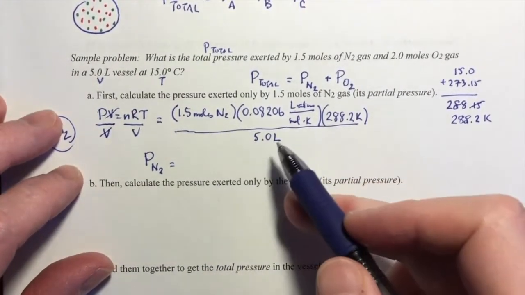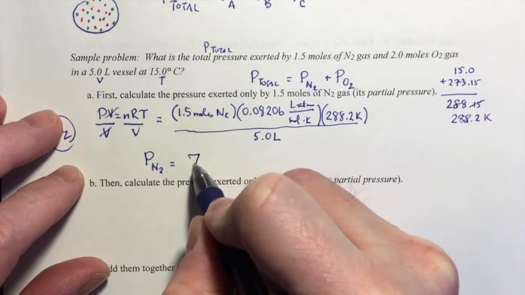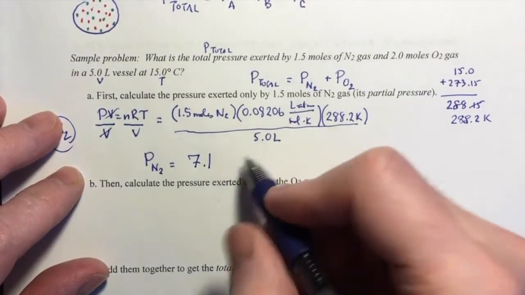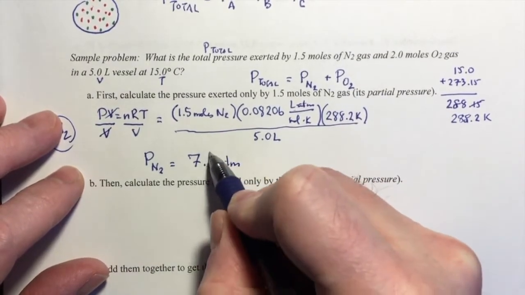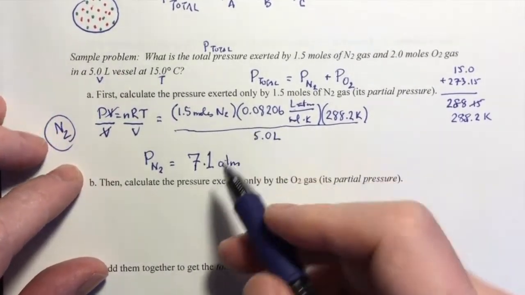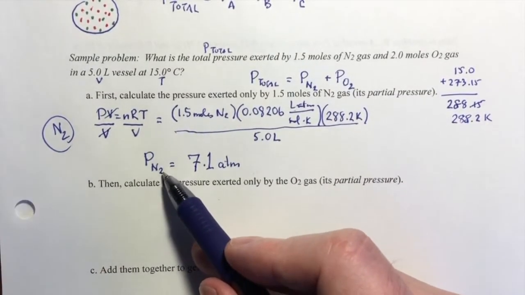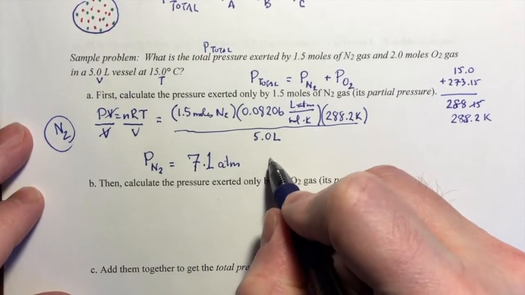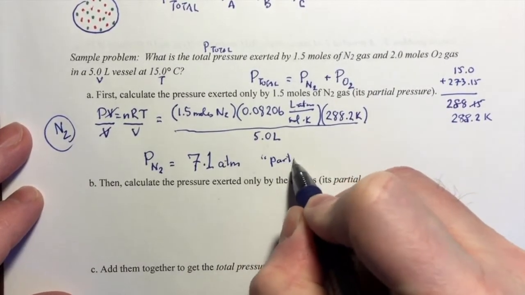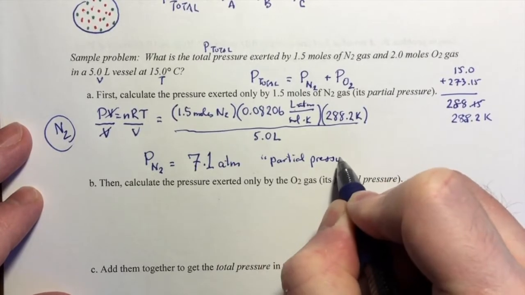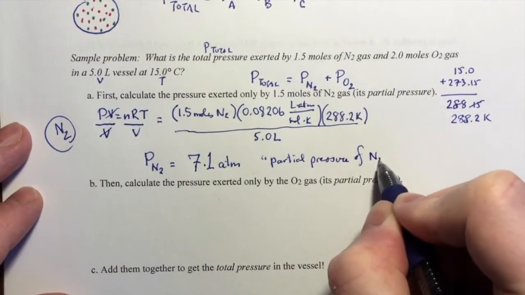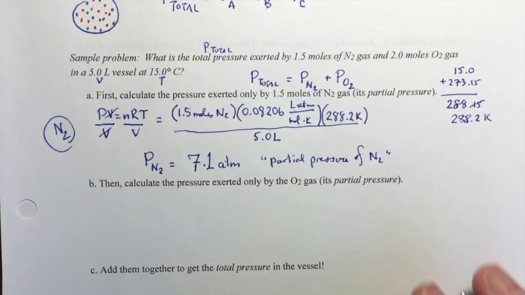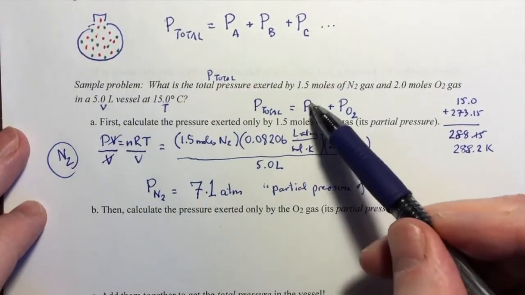and rounding to 2 sig figs, I have 7.1, and the pressure is going to be in atmospheres. So that is the pressure exerted just by the nitrogen gas. This is also called the partial pressure of the nitrogen gas. Okay? So I now know that value right there.